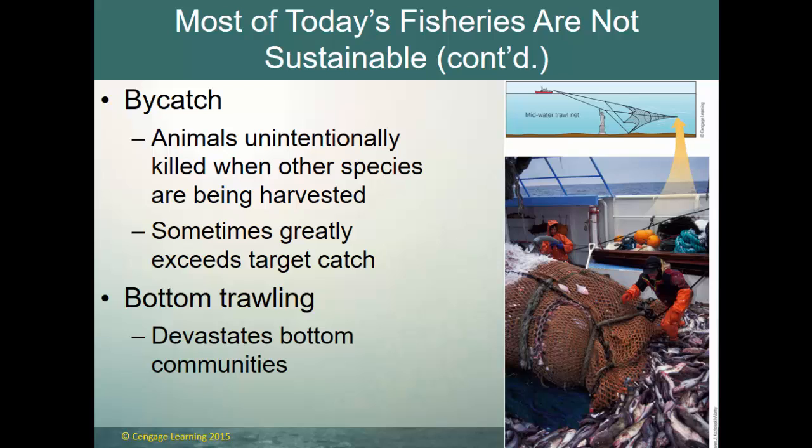Typically, we're going to use very, very large nets. And there is a concept in this that you're not going to just get the fish you want. You're going to get a whole lot of other stuff. And that's referred to as bycatch, animals unintentionally killed when other species are being harvested. And sometimes the bycatch actually exceeds in a tremendous way the actual target catch. And this largely occurs when we talk about bottom trawling.